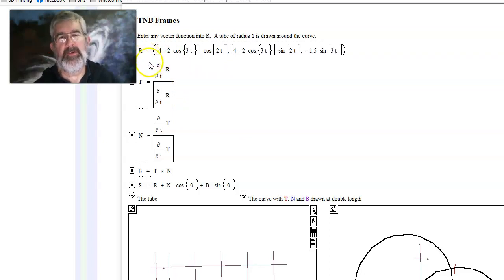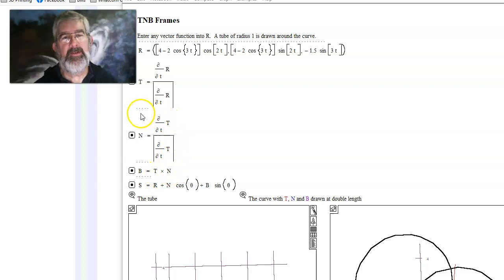The vector function is here. Of course, the unit tangent vector is the derivative of the vector function divided by the length of the derivative. The normal vector then is the derivative of the tangent vector divided by the length of the unit tangent vector, and then the binormal is the cross product of T and N.